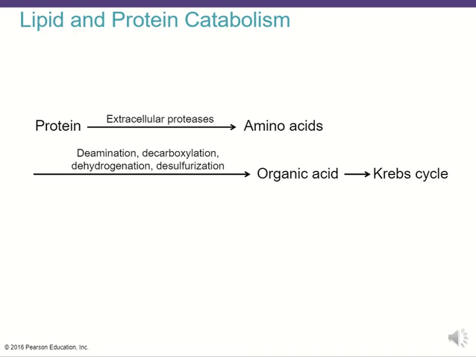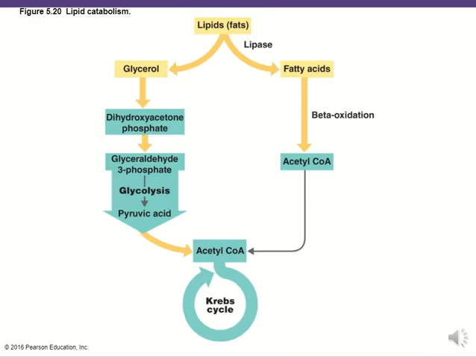There are lipid and protein catabolism, where proteins, through extracellular proteases, are broken down into smaller components of amino acids, and deamination, decarboxylation, dehydrogenation, and desulfuration essentially break them down and convert them into organic acids, which can be used in the Krebs cycle.